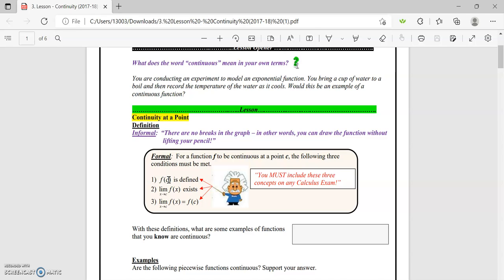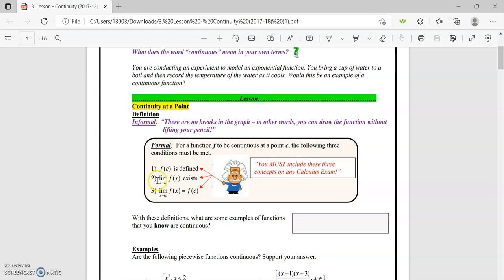Once we've confirmed that that's defined, then we look at the limit of the function at that same value. So again, we're using 2. As x approaches 2, does it have a limit? If it has a limit, we say it exists. Then we move to step 3. Step 3, we have to compare the two values from steps 1 and 2. If the limit from step 2 is the same value as the f of c value from step 1, then we say that we are continuous at that particular point.